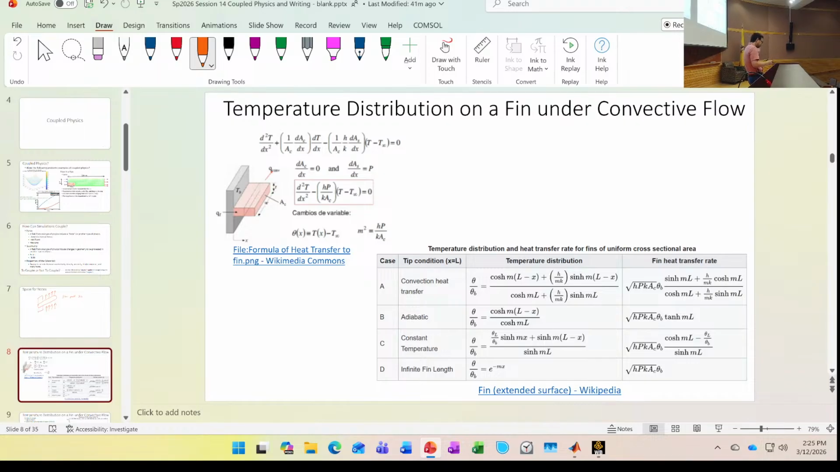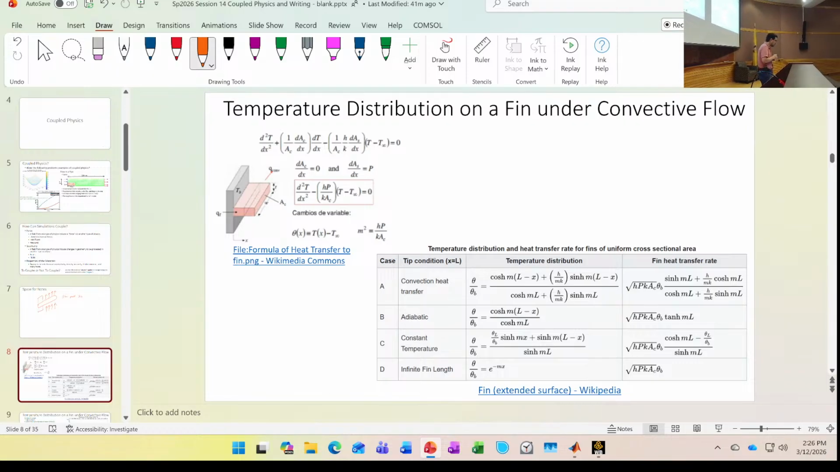For example, a fin. What you see here is a fin, and it could have some finite length. It could be infinite in length. It could have convective heat transfer at the far end, at the tip. It could be adiabatic, meaning it's insulated at the tip. It could have some temperature specified at the tip. So A would be a Neumann boundary condition, C would be a Dirichlet boundary condition, B would also be Neumann, but with value 0, and D is infinite in length.